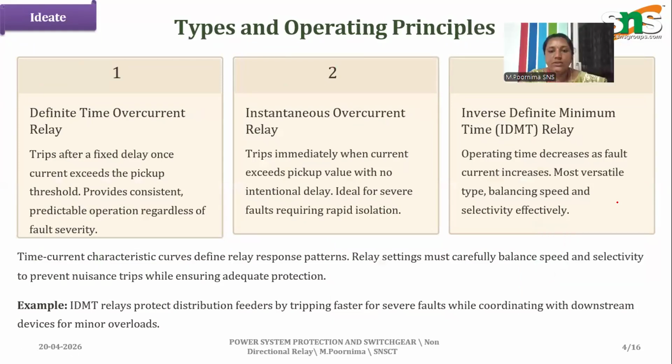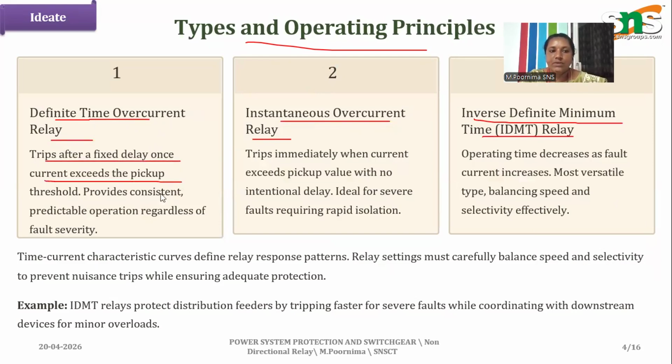Here come the principles and operations. We have the definite time overcurrent relay, the instantaneous overcurrent relay, and the inverse definite time relay. The definite time relay trips after a fixed delay once the current exceeds the pickup threshold value, providing constant, predictable operation regardless of fault severity. The instantaneous relay trips immediately when the current exceeds the pickup value with no intentional delay, which is ideal for severe fault clearing, a rapid solution.